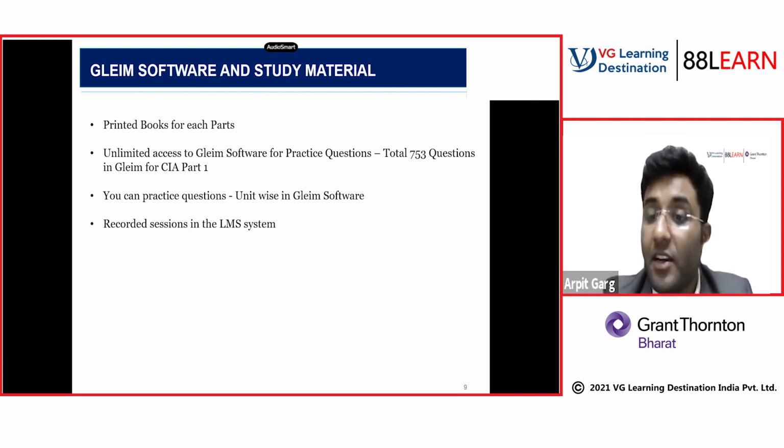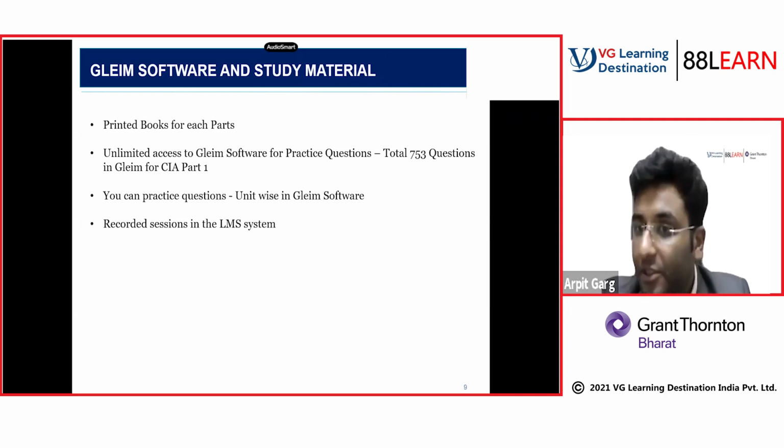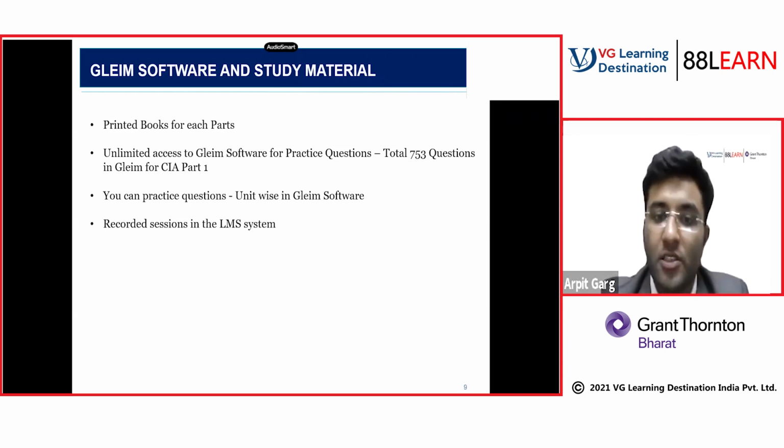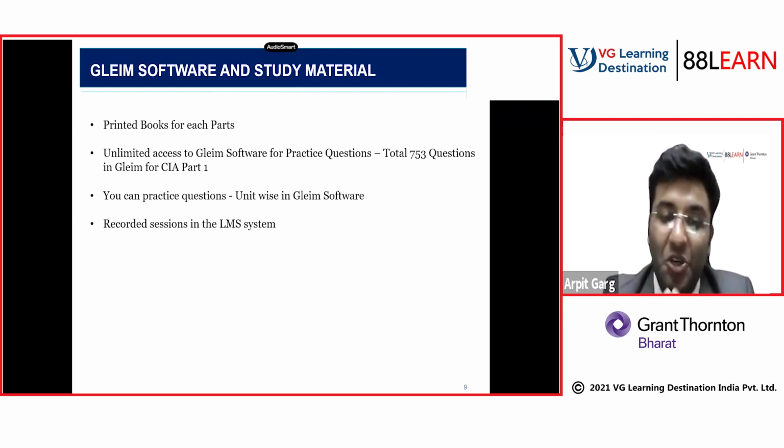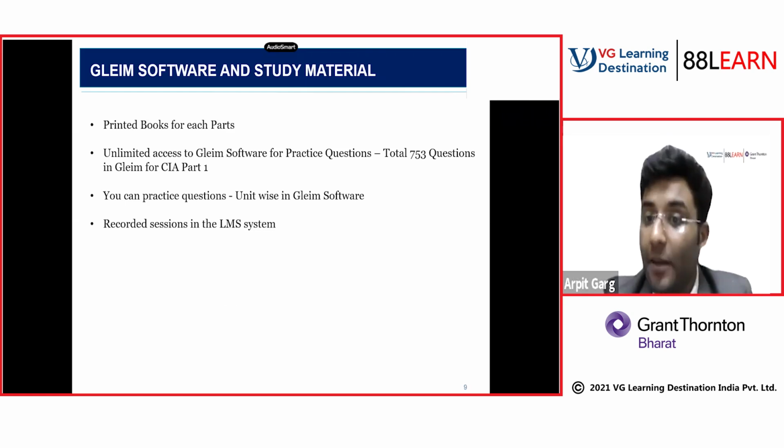There are about 753 MCQs. Let me tell you, this entire CIA program is completely MCQ based. There are no subjective questions. These are multiple choice questions you will get in the exam. The only thing, which is very, very important, is that the questions and answers will be very confusing. So we have to learn how to eliminate the possible options that have been given in an answer.